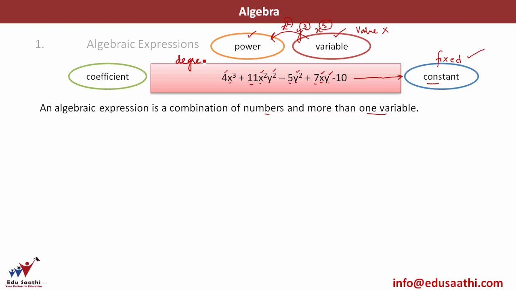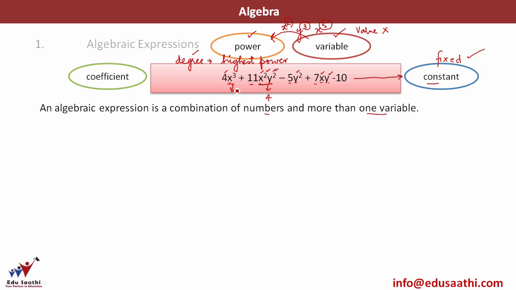So degree refers to the highest power of any variable. If I have 2 variables or 3 variables or a single variable, I will look at the highest power and that will refer to the degree. So if I look at this algebraic expression, the highest power will come out to be 4. x square and y square. There are 2 different variables which are in multiplication and the powers are 2. So I'll just combine them and I'll look at the highest power, which will be 4.